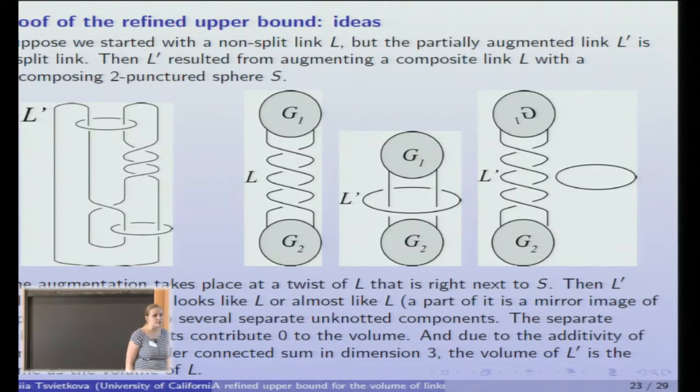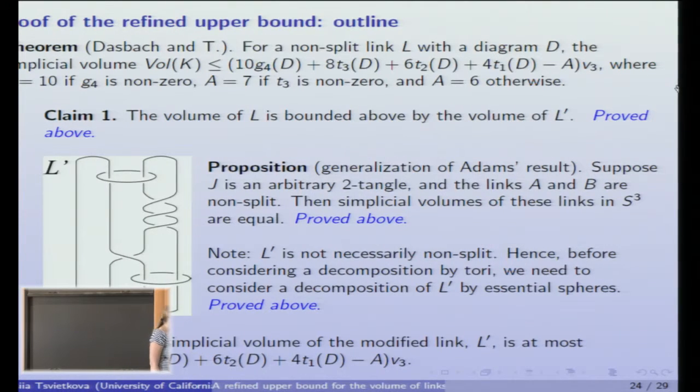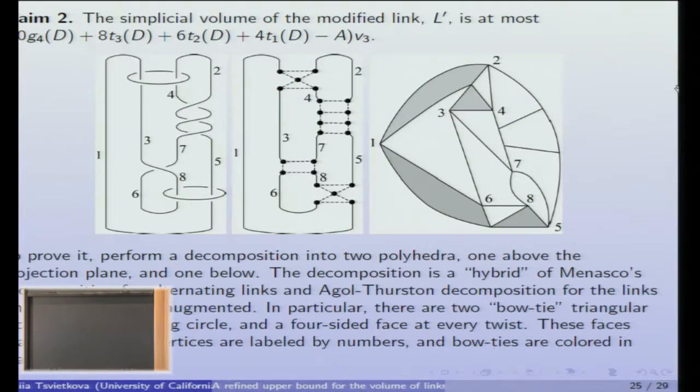And now let's go to the second claim. The second claim is slightly more geometric. You have to bound the volume of this new link you obtained, this partial augmented link, where you augmented all long twists. And how do you do this? Well, you come up with a nice enough polyhedral decomposition, and then you triangulate it and do the count, right? The decomposition is really a hybrid of the decompositions that were there before.